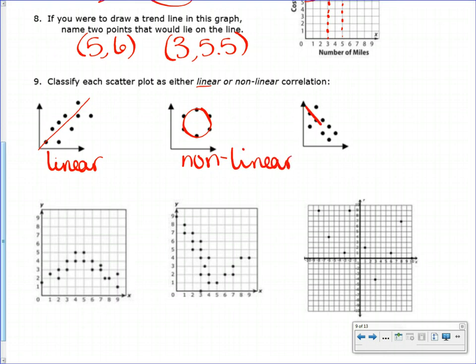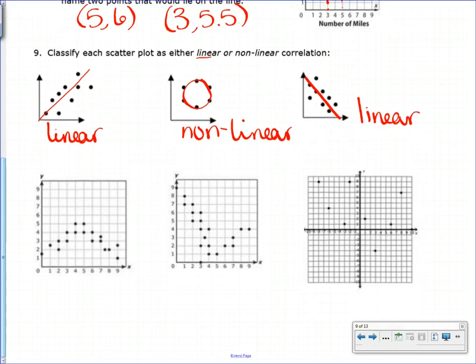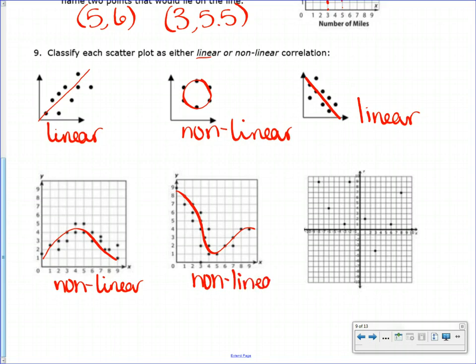Linear. Okay, down here, we see there's a bit of a pattern, but that's a curved line, so that's non-linear. Non-linear. And for this last one, we really don't have any correlation, so no correlation is the same as non-linear. Non-linear.